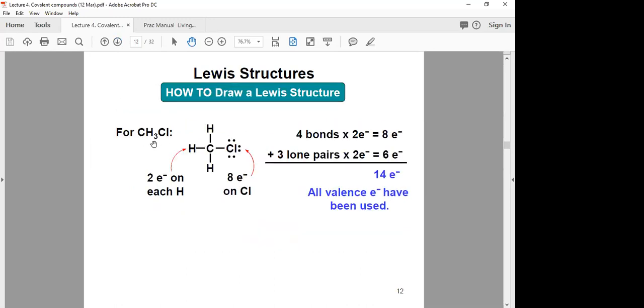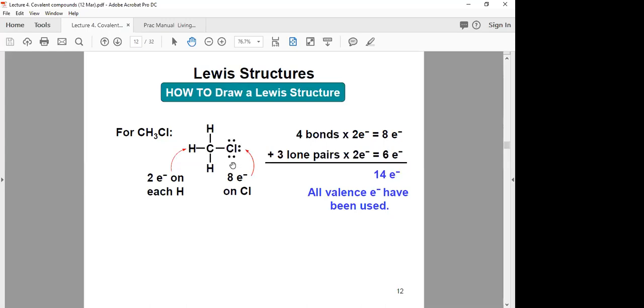All right, for CH3Cl, again, we place carbon in the centre. Remember, carbon nearly always forms 4 covalent bonds. I think someone in class referred to carbon as the party animal of the atomic world. We've got our hydrogens on the outside and our halogen also on the periphery here. 2 electrons only for each hydrogen in the form of these covalent bonds. And we've got our 3 lone pairs here on the chlorine.